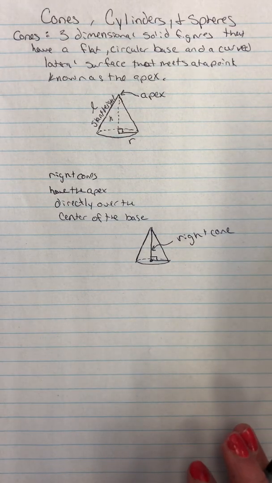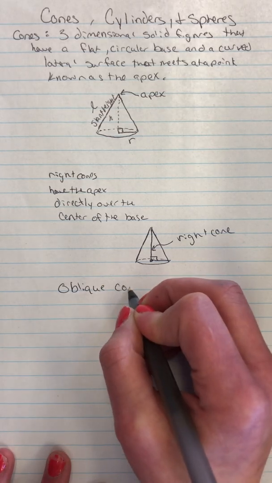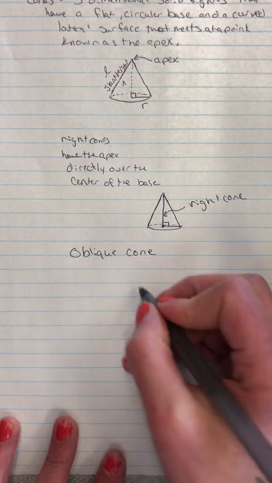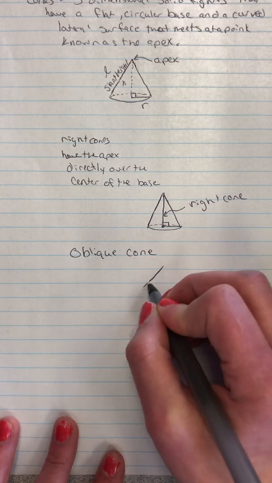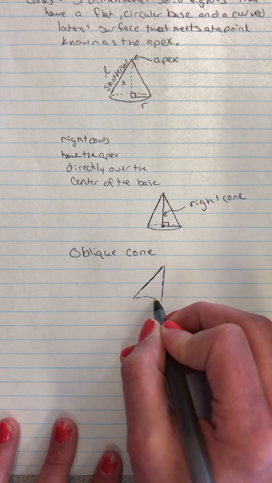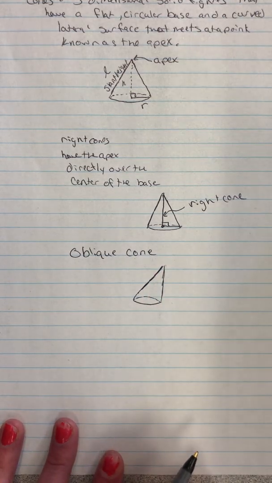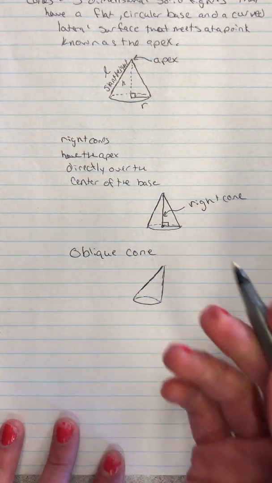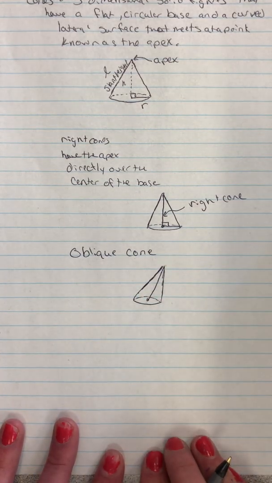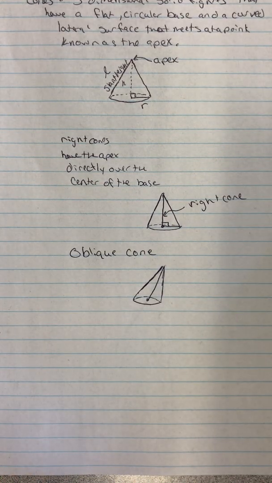And then the last one we're going to talk about is the oblique cone. The oblique cone, the apex is not directly over the center. It kind of looks like this. Now, do they all look like this? No. But the apex is not directly over the center. So this is our oblique cone. It kind of meets off to the side. Again, what we need is the slant height and the radius to find our surface area.